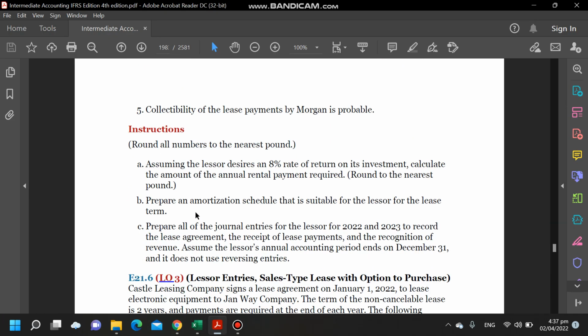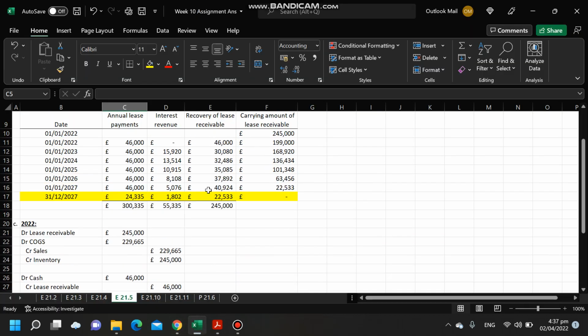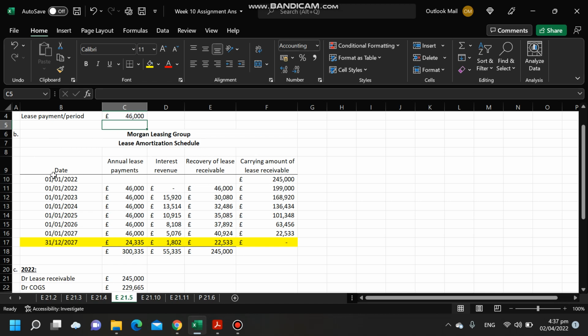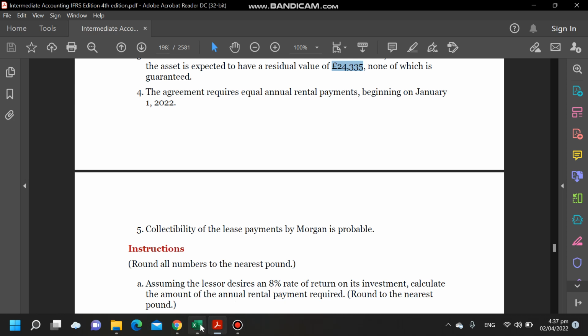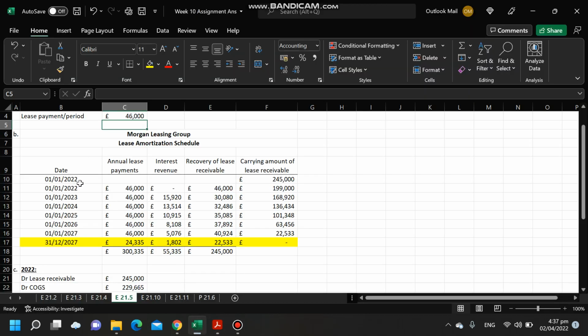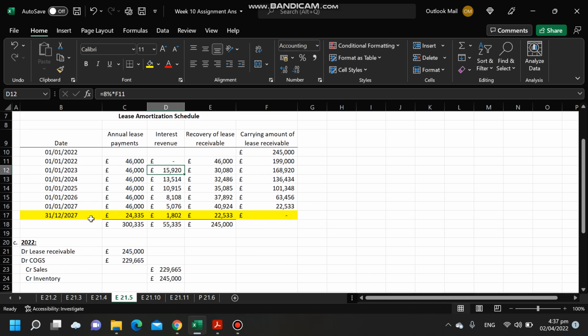And then B. Prepare an amortization schedule that is suitable for the lessor for the lease term. So just make the lease amortization schedule. The payment is at the beginning of each year, so we will start with 1st January of 2022, the carrying amount of the lease receivable. We directly receive the lease payment at the beginning of the lease, so no interest revenue. And then you continue the way you usually do it. The interest revenue is 8% of the carrying amount. At the end, this is the residual value of the leased equipment, so the lease receivable will be 0.